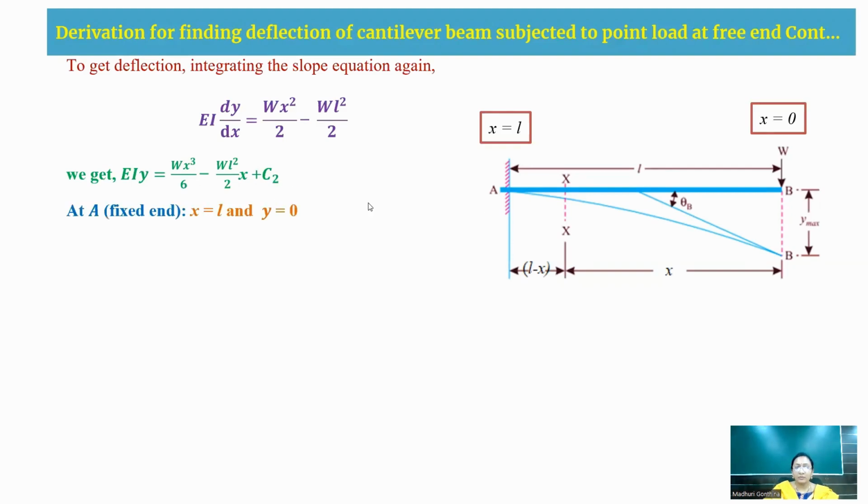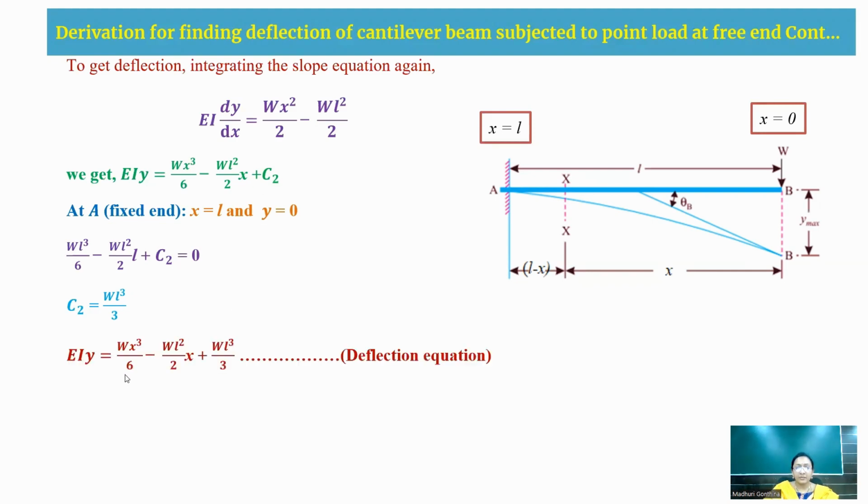Again, we are going to use the boundary condition at a fixed support. As it is a fixed support, at x equal to L, we have y equal to 0. By substituting these values, I got C2 value to be WL cube by 3. After getting the C2 value, we are going to substitute at this place. Then I got the equation as EI into y equal to WX cube by 6 minus WL square by 2 into x plus WL cube by 3.